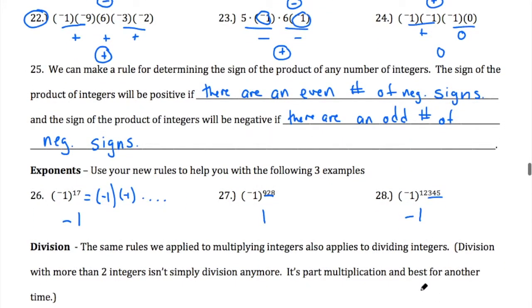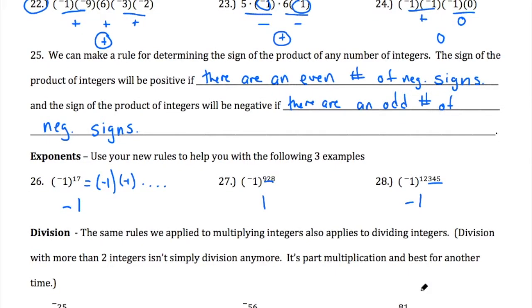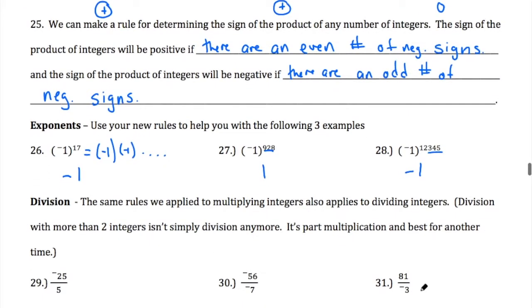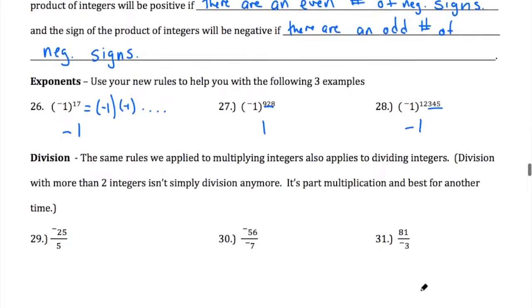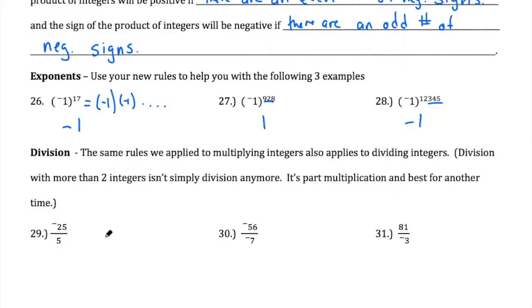Okay, we just spent all that time talking about multiplication, and we're going to spend just a second talking about division, because the same rules we applied to multiplying integers also apply to dividing integers. We really can't focus on dividing more than two integers because that gets into complex fractions, and really you just end up flipping one, and then we are doing some multiplication. So don't really worry about that. We won't really see examples like that outside of order of operations.